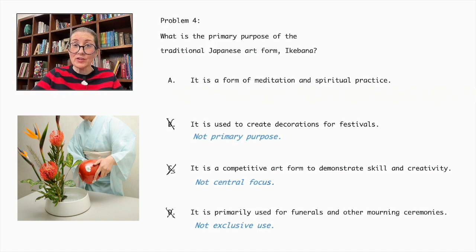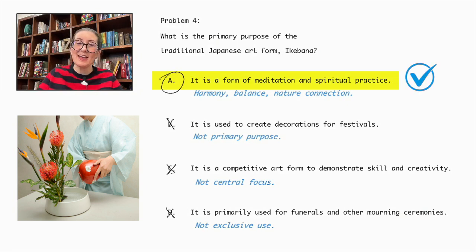The correct answer here is that ikebana is a form of meditation and spiritual practice. This traditional Japanese art form emphasizes harmony, balance, and the connection between nature and humanity, reflecting its deep spiritual and meditative roots. So we have A as the correct answer here.